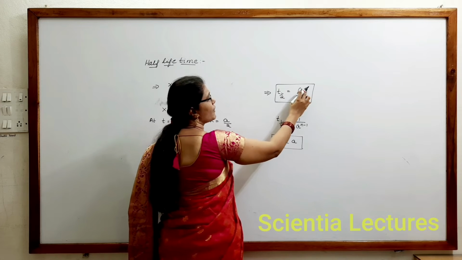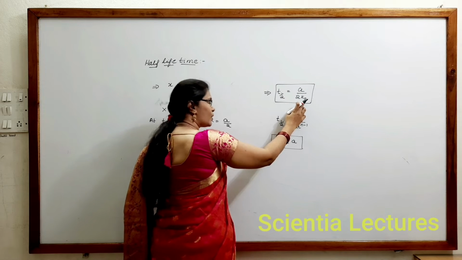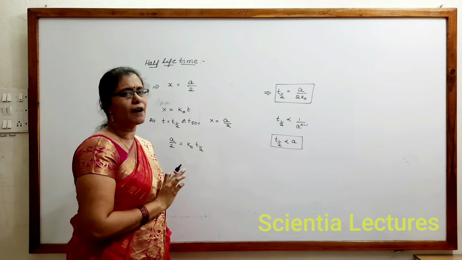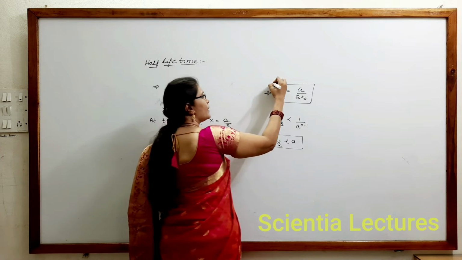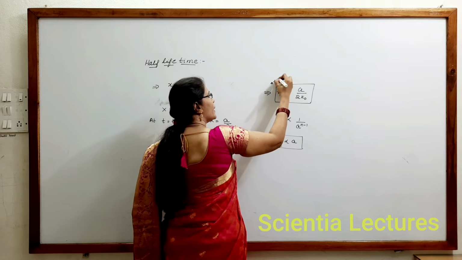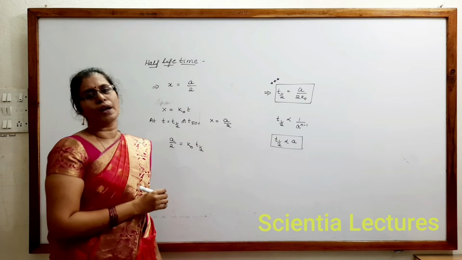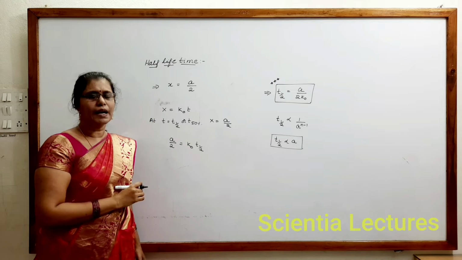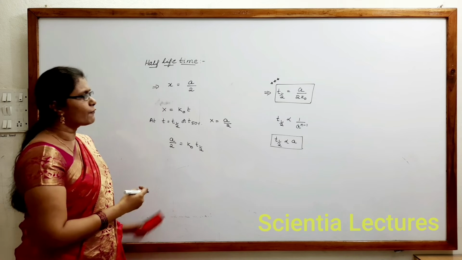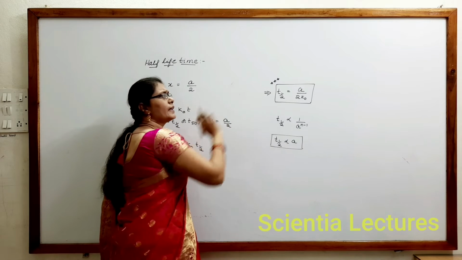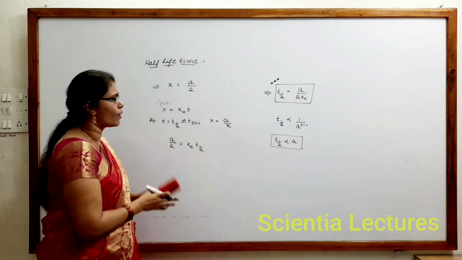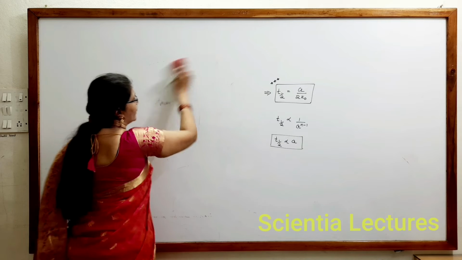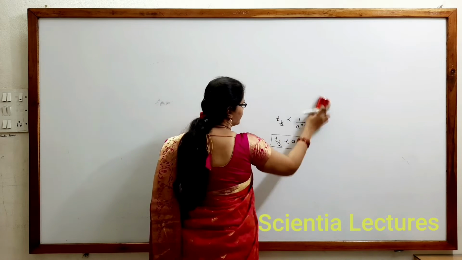T half equal to, if initial concentration and rate constant of zero order reaction were given, you can find out its T half. What is the formula to calculate the T half of zero order reaction? It should be A by 2 K naught. That is also an important condition. Remember that after deriving how to get it, you can take the T half equal to A by 2 K naught from the rate equation of zero order reaction, that is half-life time.